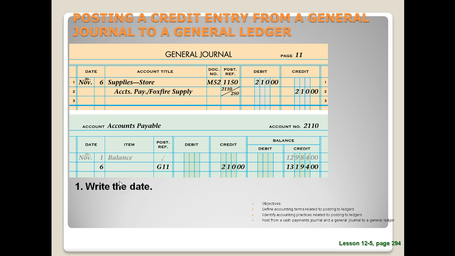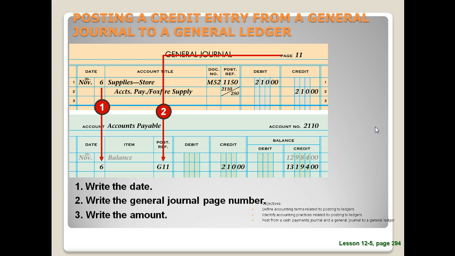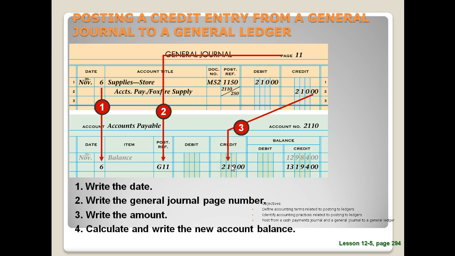So it's the same process. We write the date, November 6th, or just the 6th, right? We just need the day because the year and the month are already there. We write the general journal page number. It came from general journal, G, page 11, so G11. We write the amount. It was a credit for $210. In the credit column, we write 210. We calculate and write the new account balance.